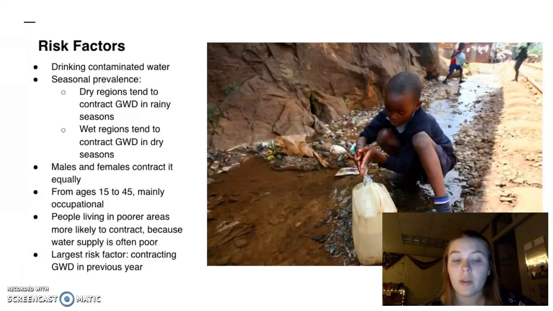People that are living in poorer areas are much more likely to contract this disease because the water supply is probably not as clean as it might be in more socioeconomically wealthy areas. The largest risk factor, actually, is contracting the disease in previous years, because if you live in an area where you've had it before, you're likely to have it again.